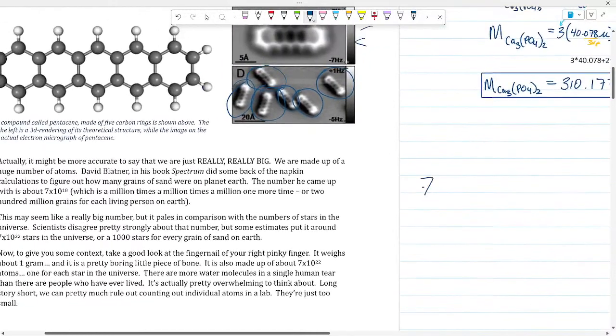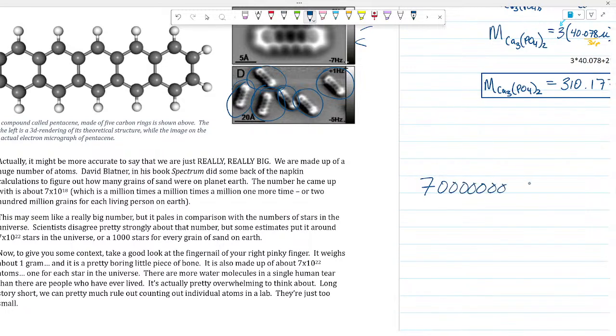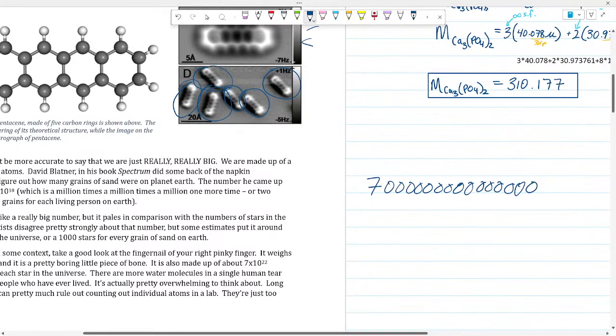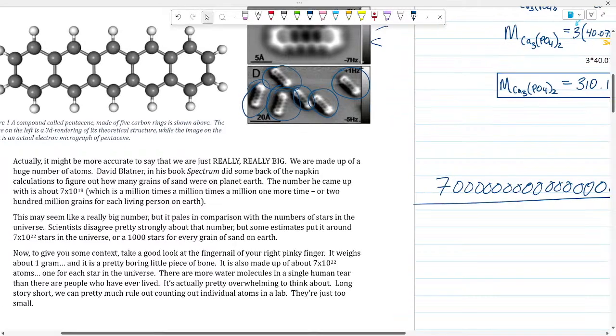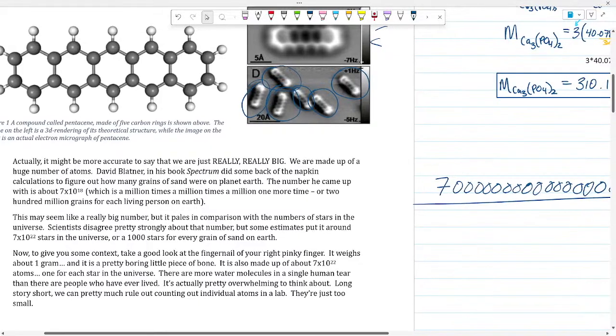That means a 7 and then multiplied by 10 18 times. In other words, 7 and then 18 zeros. There's about that many grains of sand on planet Earth, give or take. It's a guess, right? That's a lot of sand, right? You could spend your whole life counting that and you'd never get there.